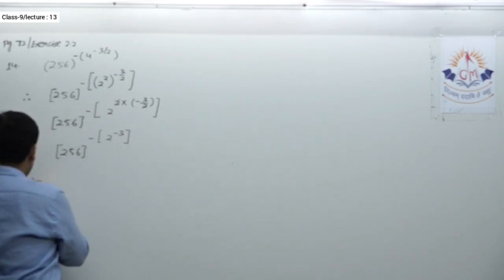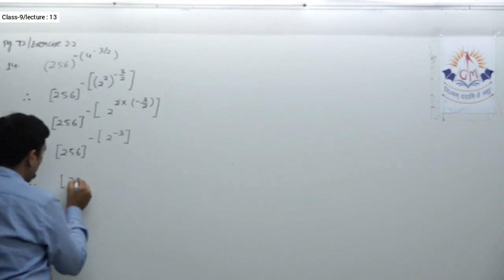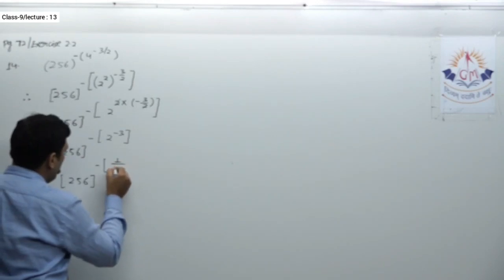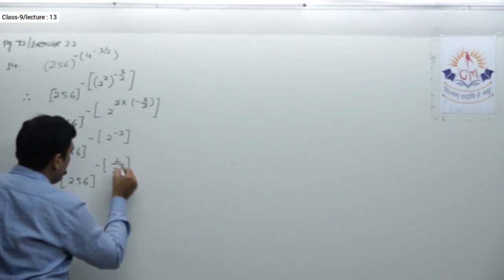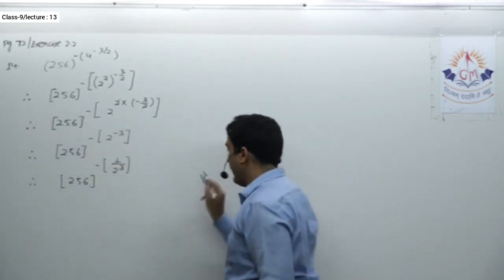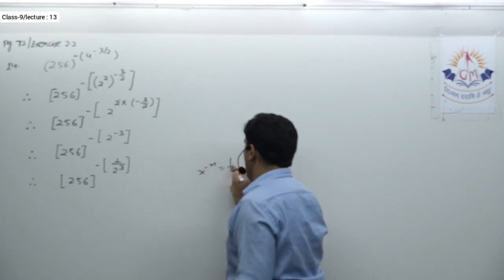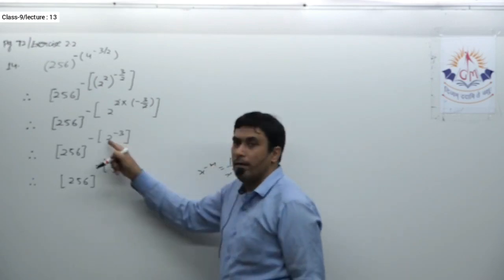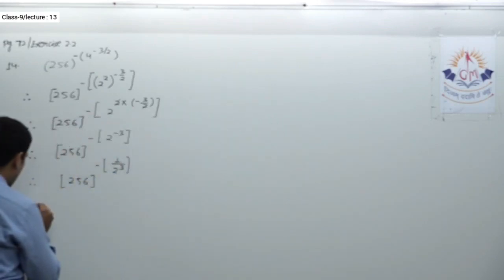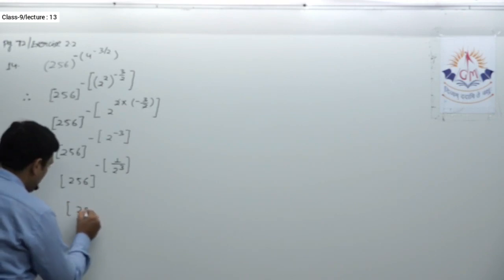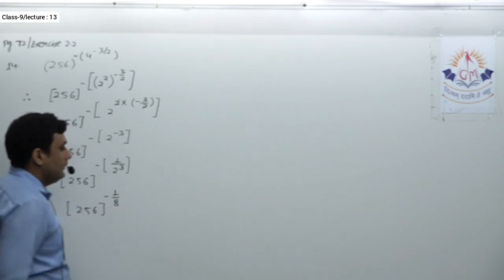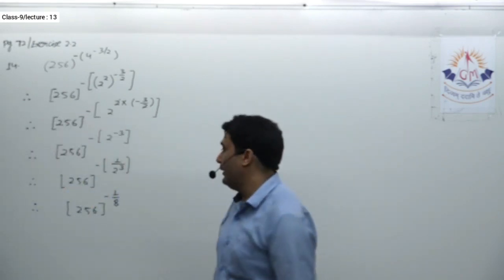Now further I can write this 256 raised to this minus, and over here I can write 1 upon 2 cube. To make this power positive I have to write in this way: x raised to minus m is equal to 1 upon x raised to m. Using this I can write 2 raised to minus 3 in this way. So finally over here we have 256 raised to minus 1 upon 8.